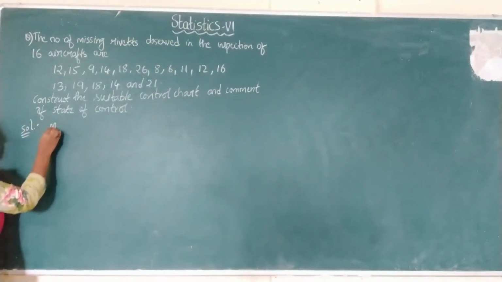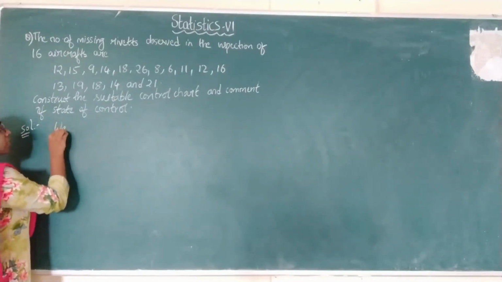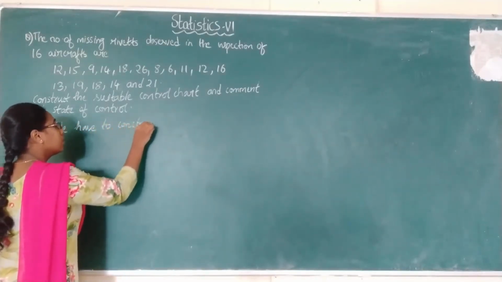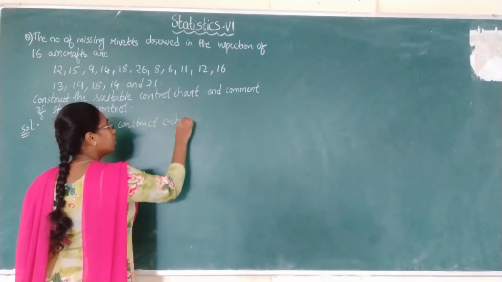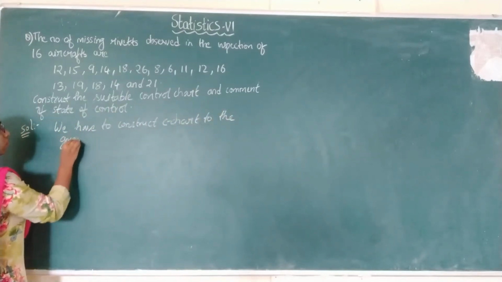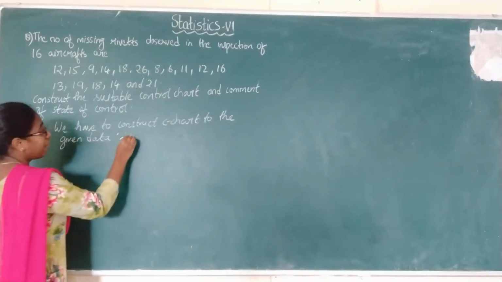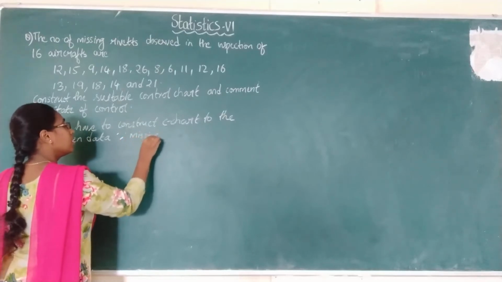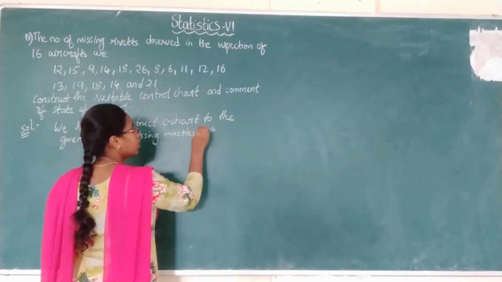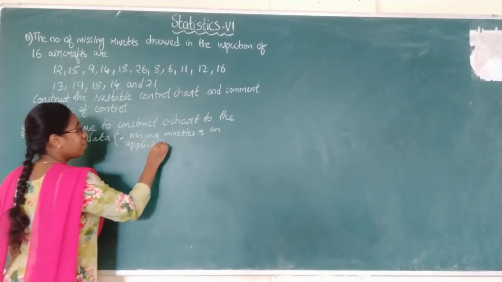missing rivets is an application of C chart. Therefore, we have to construct a C chart to the given data, since the missing rivets is an application of C chart.